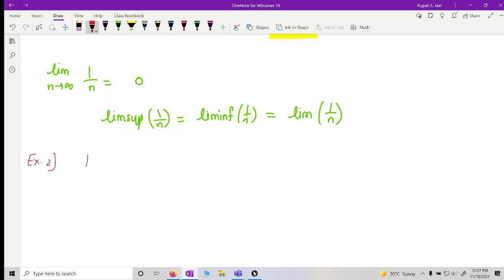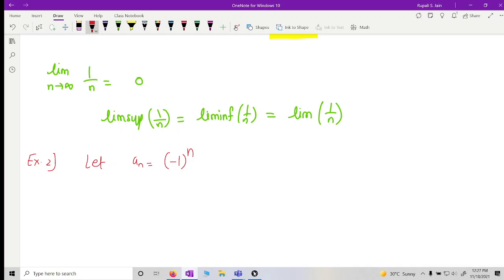Example 2. Let a_n be equal to minus 1 raised to n. Whether it is a convergent sequence? No, no? So 1 by n is a convergent sequence converging to 0. But now I am taking another example which is not convergent. So in that case, we will get limsup and liminf. They are not equal. Okay, for this case we will get. So for this we will calculate T1, T2, T3 and so on.